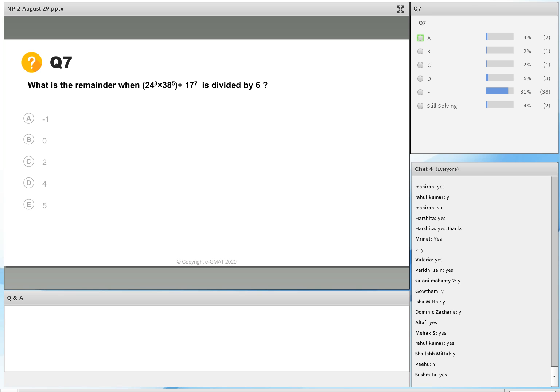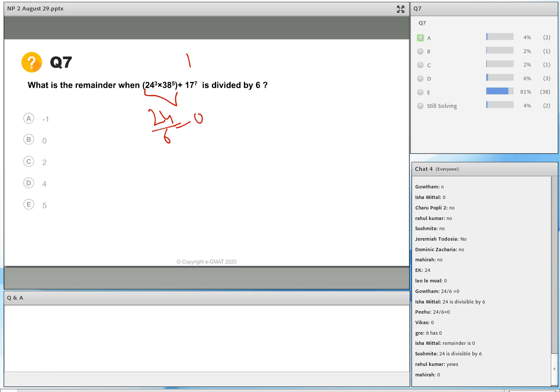Why is it not A, B, C, or D? The answer for this question is definitely choice E. Again, do I need to calculate the remainder for this part? Why do I not need to do that? Can you give me the reason? Because 24 is divisible by 6, right? Perfect. I only have 17 to the power 7 then at hand.